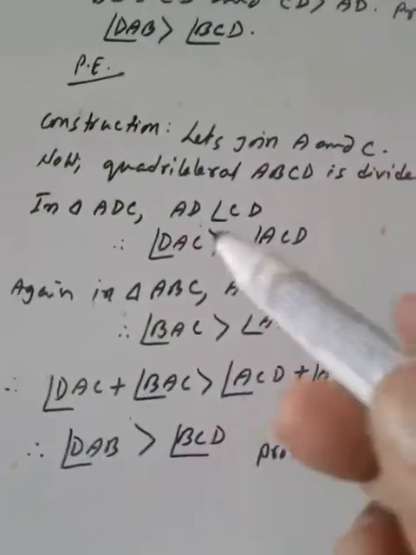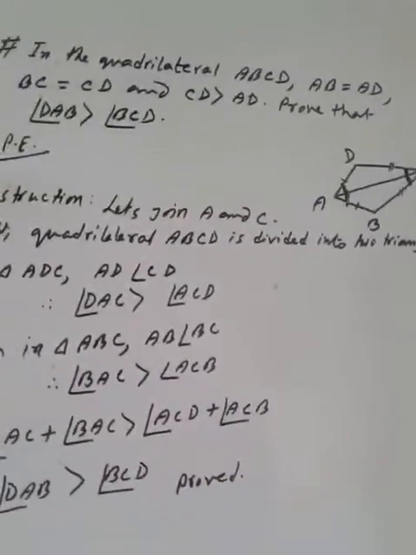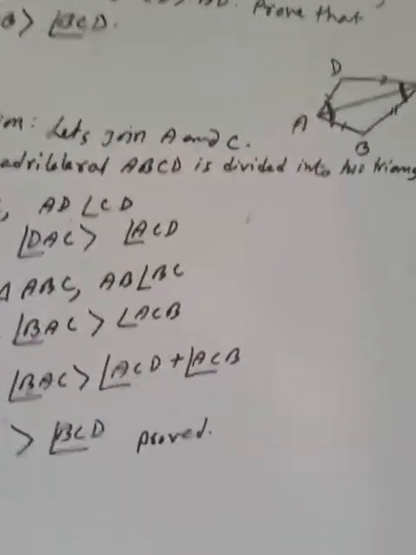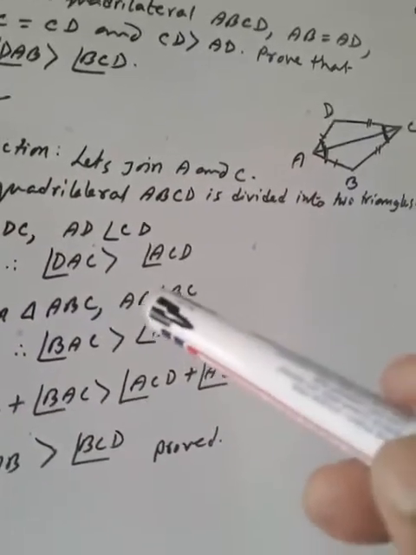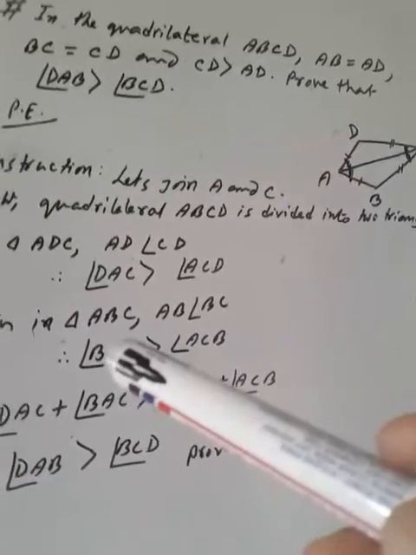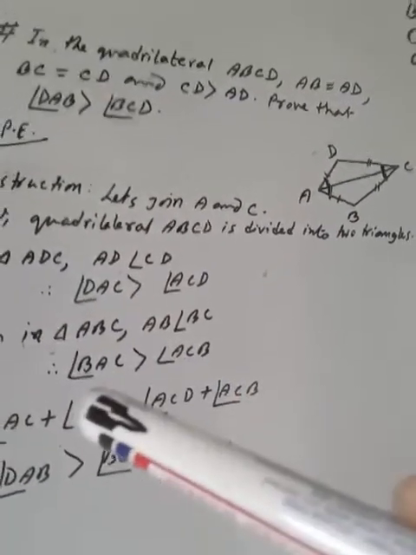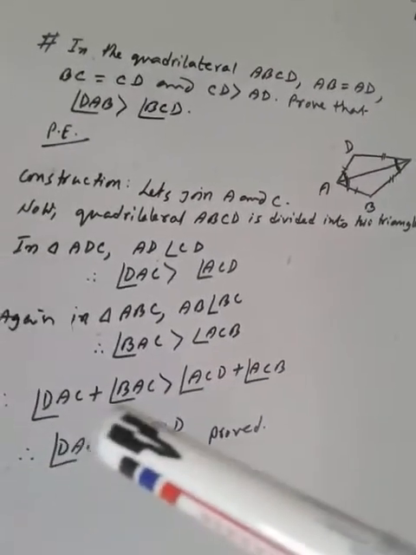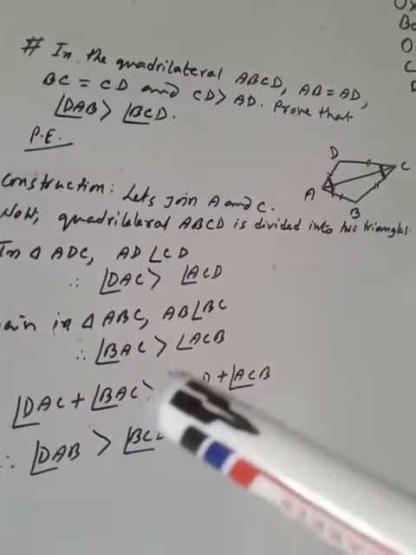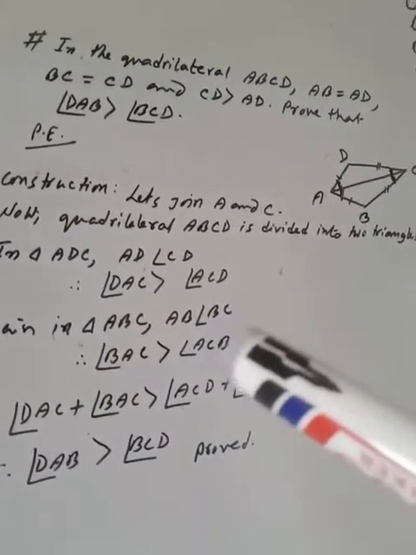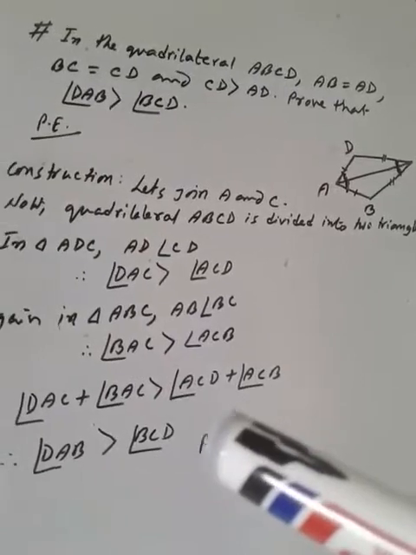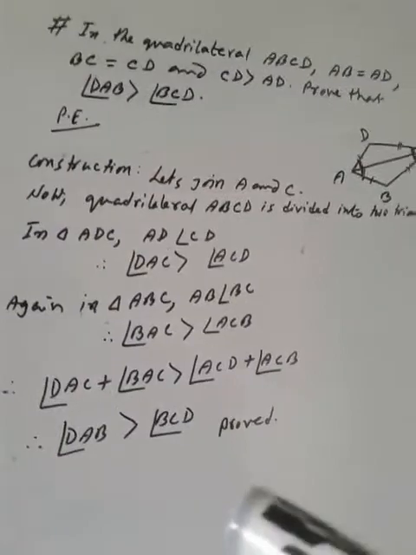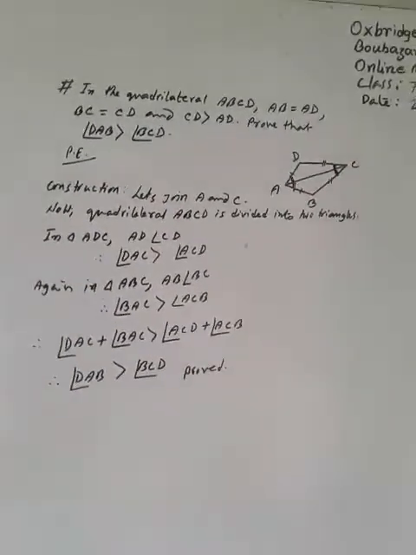Here it is written, you see in triangle ADC, AD is less than CD. Therefore angle DAC is greater than ACD. In triangle ABC, AB is less than BC. Therefore angle BAC is greater than ACB. Therefore DAC plus BAC is greater than ACD plus ACB. These two angles equal DAB and these two angles equal BCD. This is the proof. Note all this and practice this.